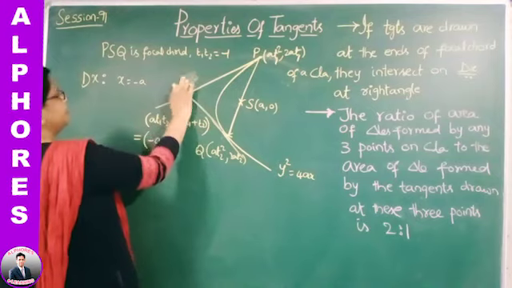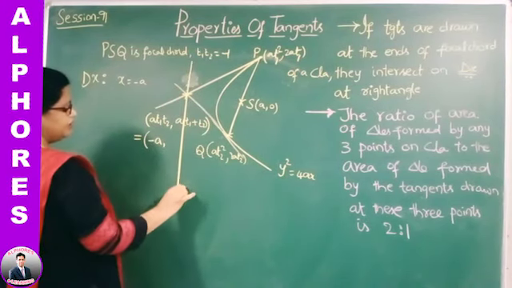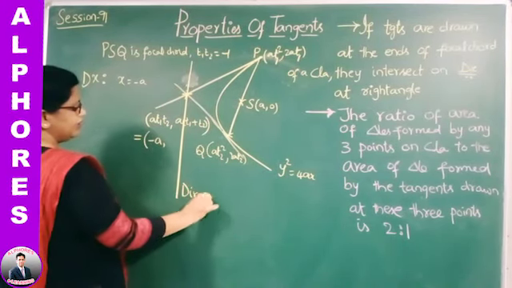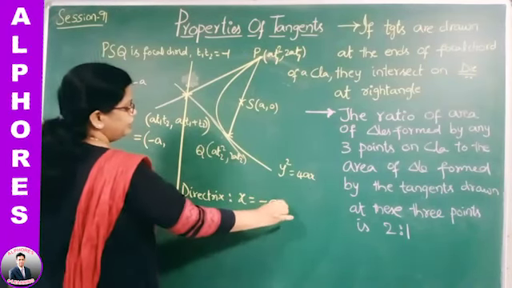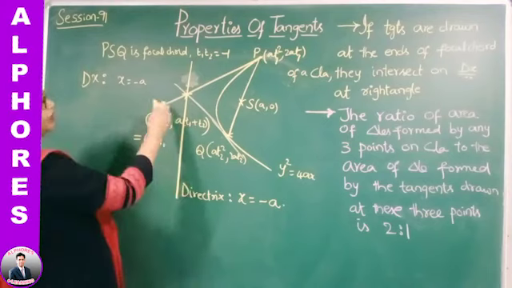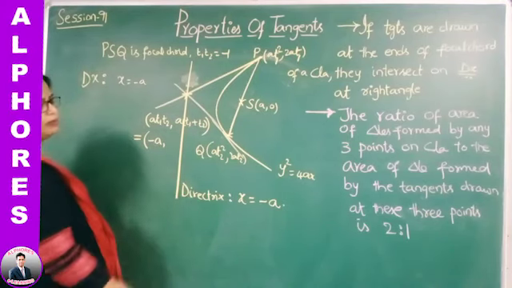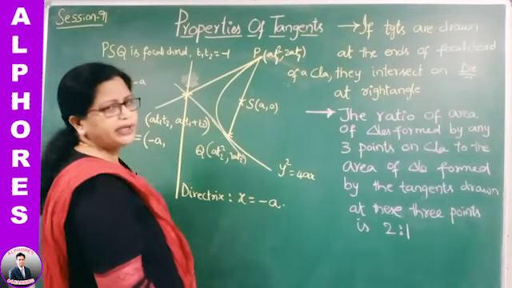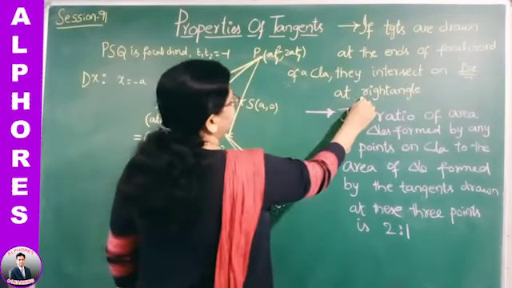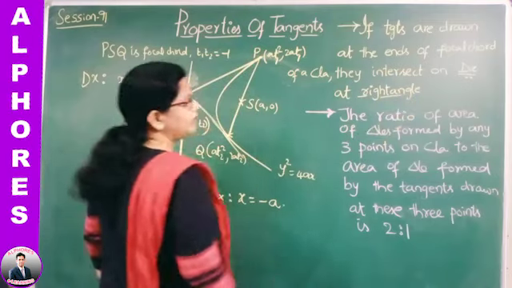So what is this line here students? This line is our directrix. And what is the directrix equation actually? It is nothing but x is equal to -a, a line parallel to the y-axis. Now once you got this, one more point they mentioned. What is the point? They intersect at right angle.